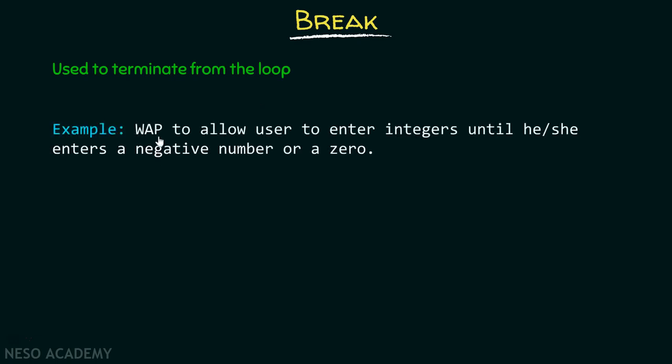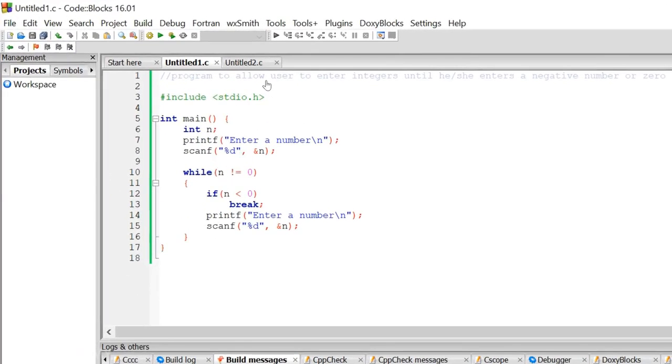Suppose we need to write a program which allows the user to enter integers until he or she enters a negative number or a zero. Let's open up Code::Blocks in order to understand how we are able to write a program for this. Here is the program which allows the user to enter integers until he or she enters a negative number or zero. Here I have declared a variable n and I ask the user to enter a number.